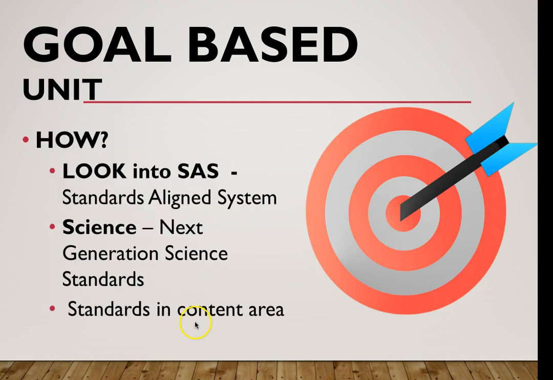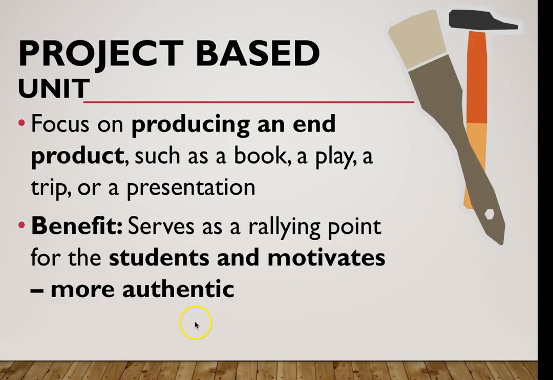So how do you do it? Look into your standards aligned system. If you're in science, you look into the Next Generation Science Standards, which is so awesome because it has those cross-cutting ideas, so you can easily create a unit, actually even an interdisciplinary one. And also look into the standards in your content area. Many associations have standards, like the NEA has standards, even beyond the school standards. So that can help you devise what's really important.